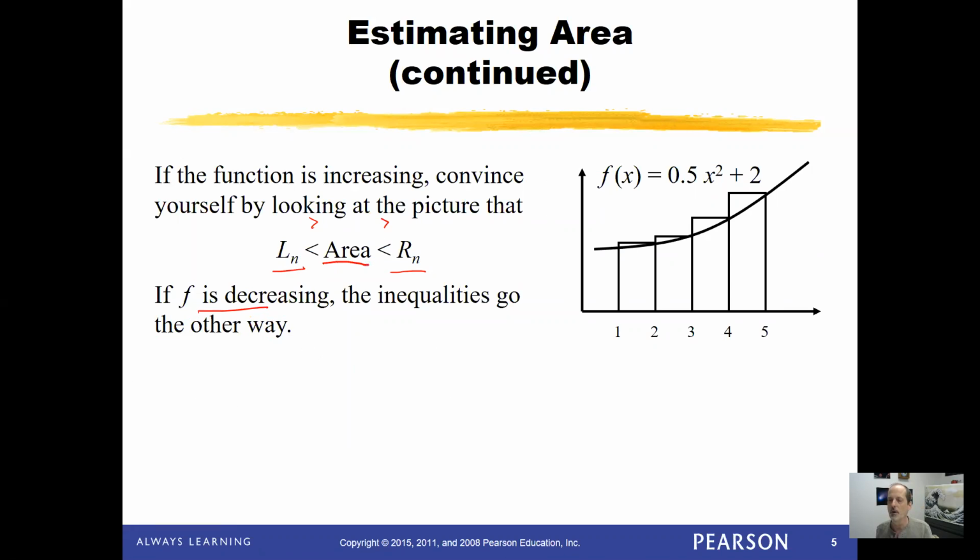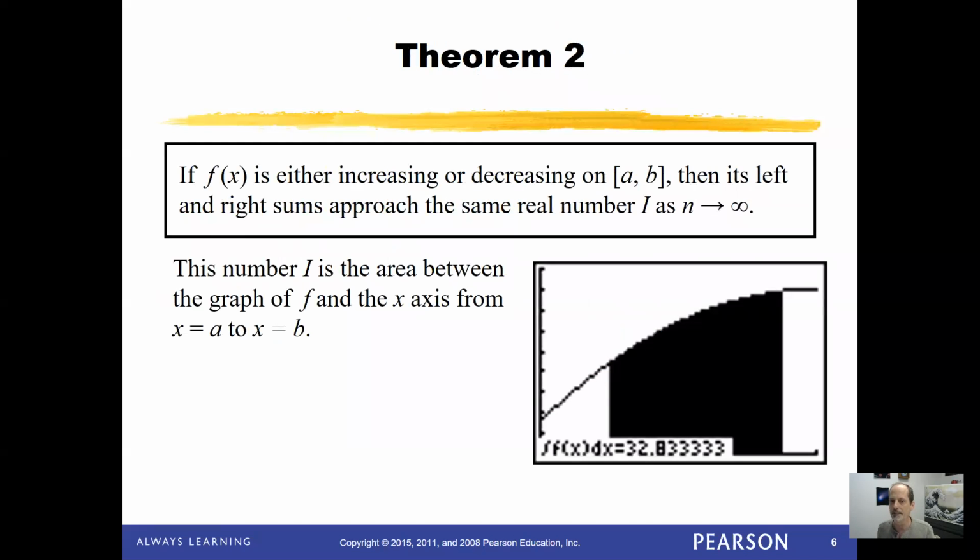All right, so remember our idea of limits here. If f of x is increasing or decreasing on a, b, oops. So say this is a and this is b down here. So this would be f of a, and that would be f of b. All right, so then its left and right sums approach the same number as n goes to infinity.